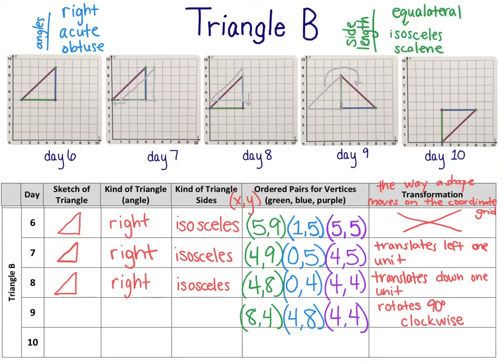Day 10, the last part of triangle B. Woohoo! Let's draw your triangle in this box. Decide what kind of triangle it is based on the angles. Is it right, acute, or obtuse? And in this column, you're going to figure out what kind of triangle it is based on its sides. Is it equilateral, isosceles, or scalene?